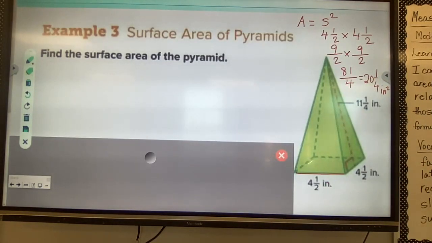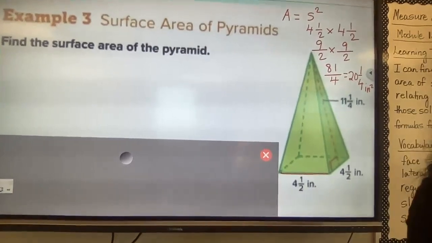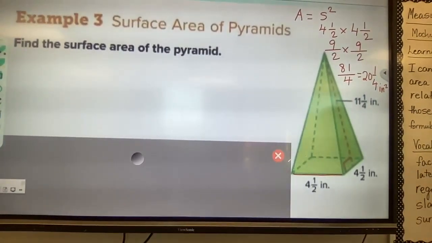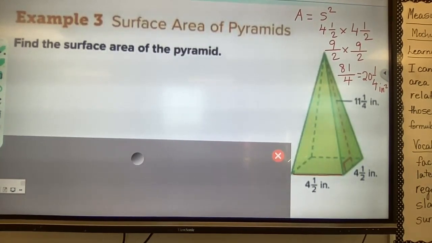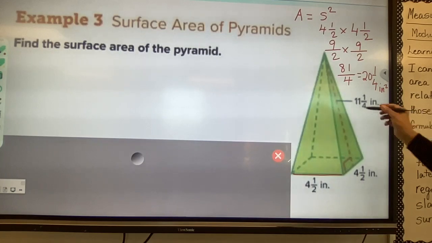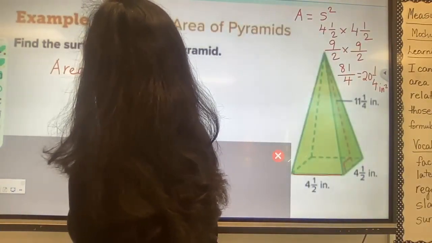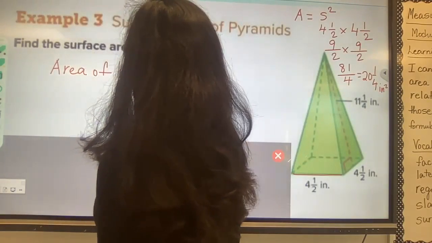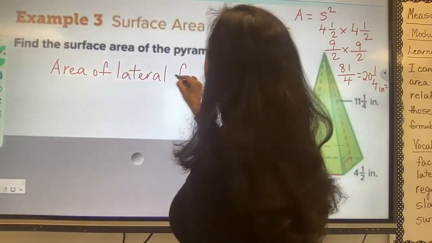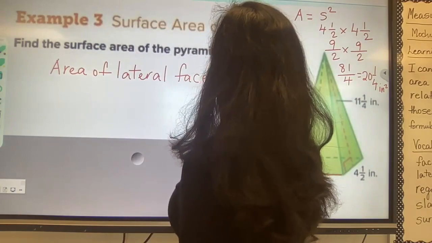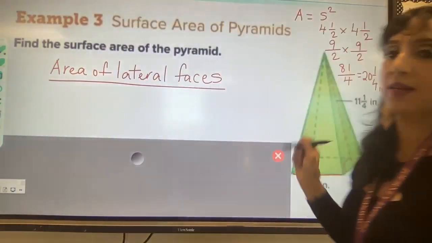Okay, so 20 and 1/4 inches squared is the area of the base. Okay, and now let's look at the area of the lateral faces. Remember, lateral face is everything which is not the base.